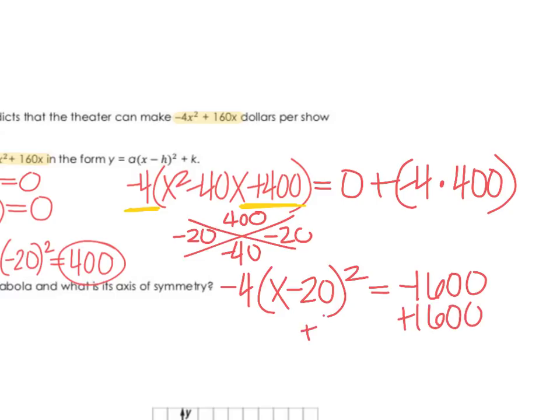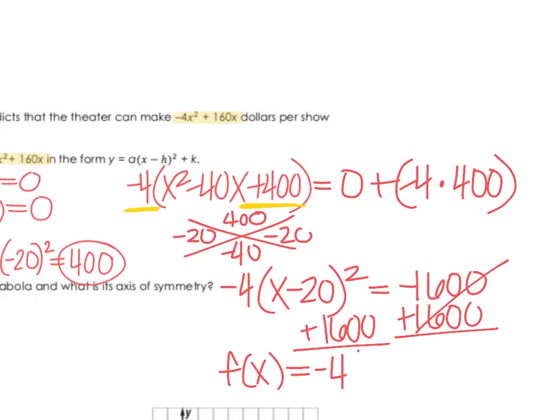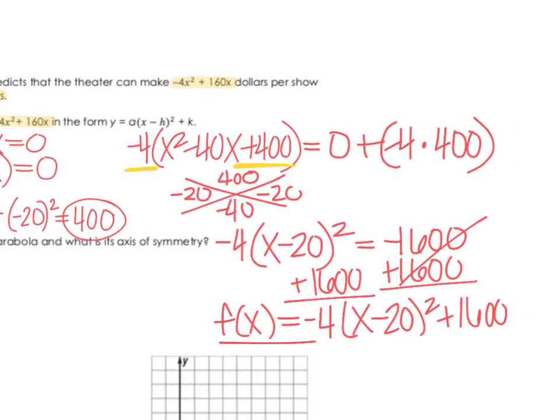Now, our goal is to get it in vertex form, so we want to move the 1600 to the other side so that it's set equal to 0 now, and we end up with our function in vertex form: f of x equals -4 times (x minus 20) squared plus 1600. And that is our quadratic function in vertex form.